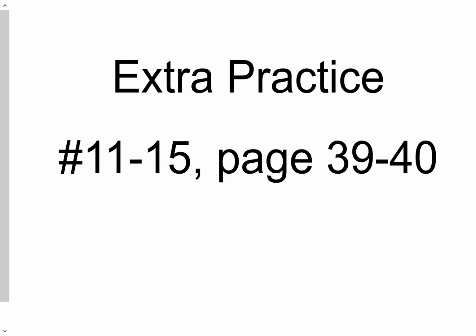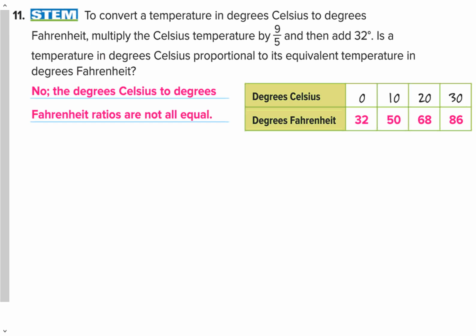Hi there. Today we're going to review extra practice number 11 through 15, page 39 through 40. This was in chapter 1, lesson 4, proportional and non-proportional relationships. Here's example 1. To convert a temperature in degrees Celsius to degrees Fahrenheit, multiply the Celsius temperature by 9/5 and then add 32. Is a temperature in degrees Celsius proportional to its equivalent temperature in degrees Fahrenheit?